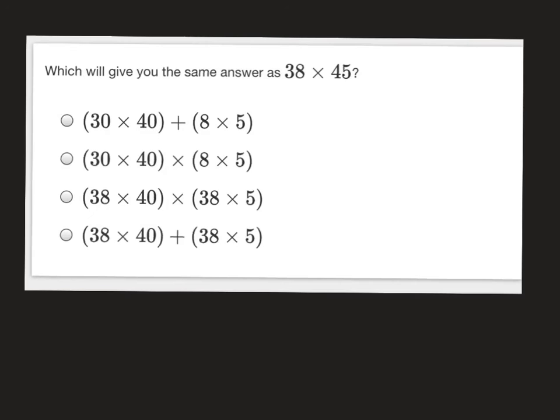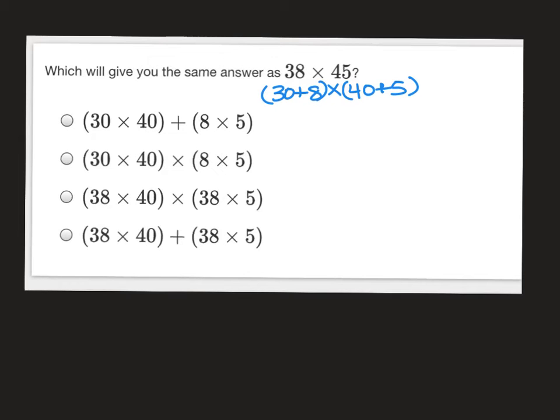All right, this one just shows you how you could break it up. They didn't show you with the box or the area model or anything like that, but they did divide it up based on the place value. So what you would do is you could take 38, and you could think of that as 30 plus 8. And this is 40 plus 5. All right, and we can break this up.